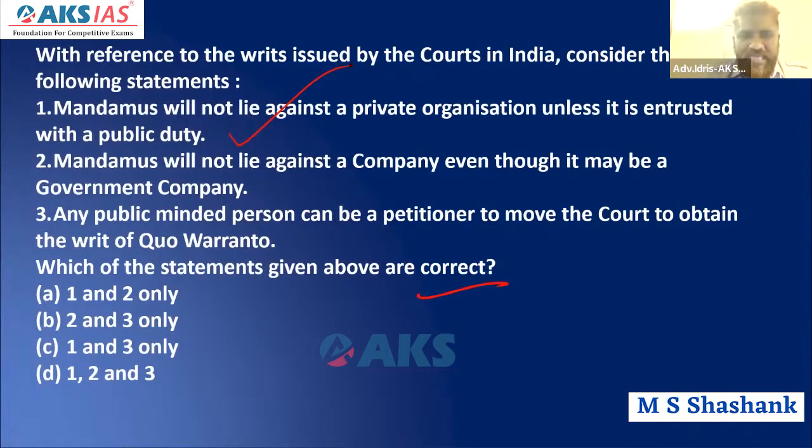Let us see the third one. Any public-minded person can be a petitioner to move the court to obtain the writ of quo warranto. Here, this question seems to be so only second and third. I just ticked here. If you see, a government company, any government public sector company, yes, obviously, mandamus can lie, not at all a problem. So "will not lie" is actually wrong. So here, if you see, any public-minded person can be a petitioner. Is it so?